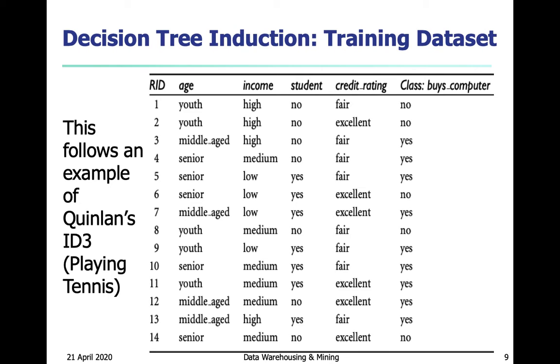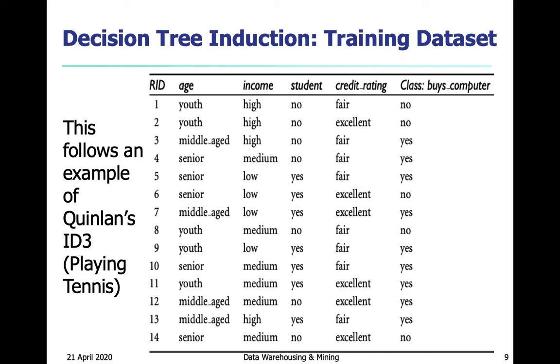Later, in 1984, a group of statisticians, Breiman, Friedman, Olshen, and Stone, published the book Classification and Regression Trees, known as CART, which describes the generation of binary decision trees.